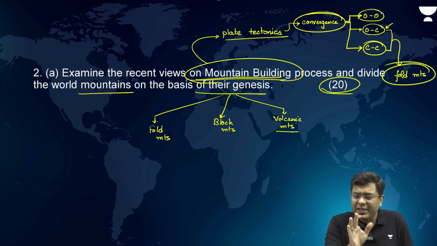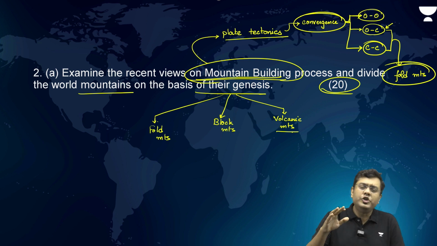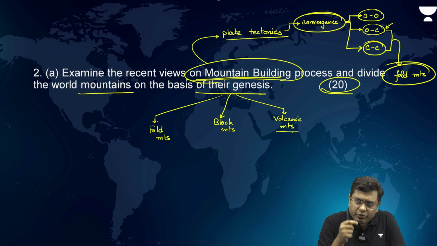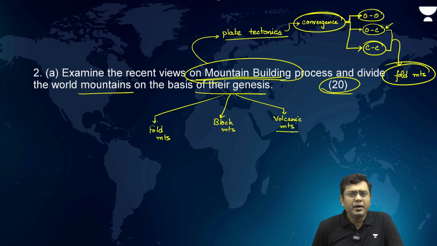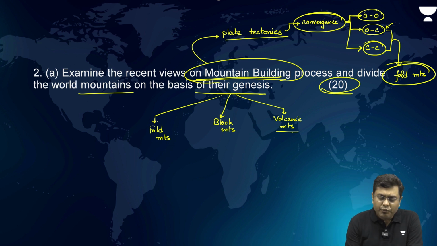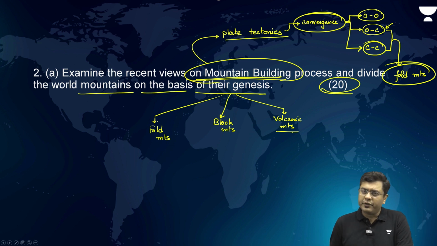Like that, you could just mention the names, and then eventually come to the fact that the most reliable explanation for the formation of mountains is provided by the plate tectonic theory. Plate tectonic theory was postulated by McKenzie, Morgan, Parker, Wilson, all of that you can mention there. And then the world mountains on the basis of their genesis.